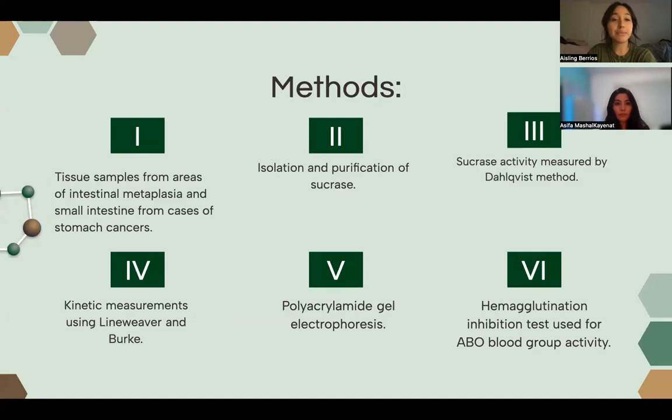ABO blood group activity was measured using a hemagglutination inhibition test. The wells contained 25 microliters of antigen diluted with phosphate buffered saline. After 2 hours incubation at 37 degrees Celsius, 25 microliters of glutaraldehyde fixed red blood cells were added, and the inhibition titer endpoint was determined as the dilution inhibiting half of the hemagglutination.